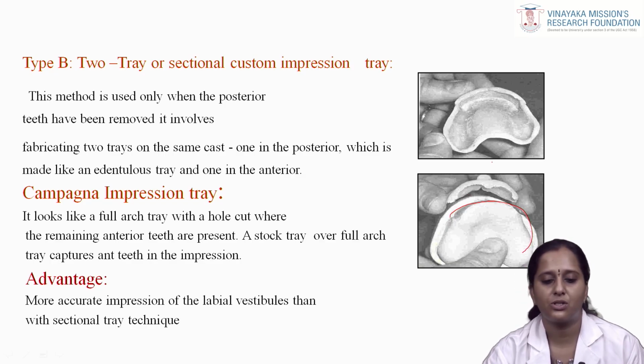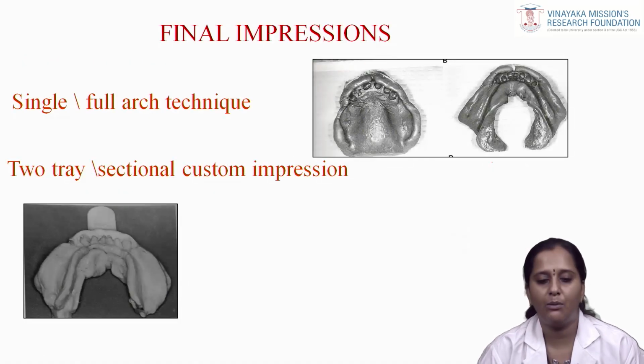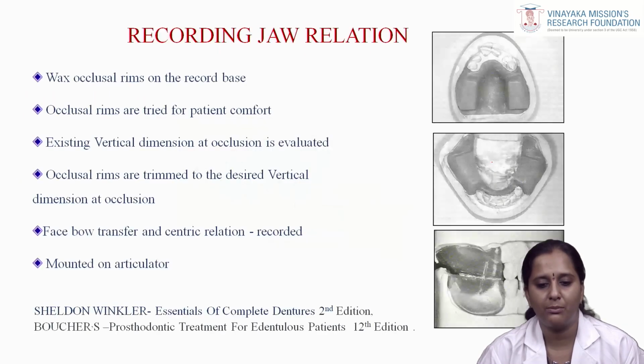And there is another impression called the Campna impression tray. It looks like a full arch tray with a hole cut where the remaining anterior teeth are present. So we can use a stock tray over the full arch tray that captures the anterior teeth in the impression. What are the advantages of using a Campna impression tray? It has the facility to record the labial vestibules with a more accurate impression, and with the help of either tray we can make a final impression. And this is the final cast of an immediate denture.